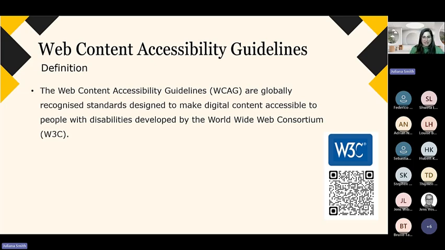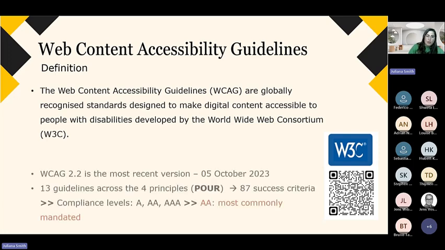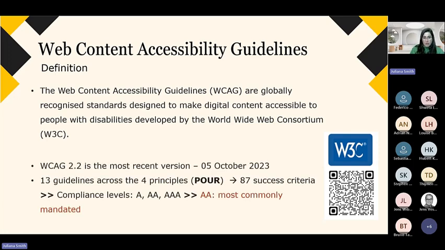Web Content Accessibility Guidelines, or for short, WCAG, are globally recognized standards designed to make digital content accessible to people with disabilities. And it was developed by the World Wide Web Consortium. WCAG 2.2 is the most recent version. It's been officially in use since October 2023. For WCAG version 3.0, there is already a draft available. You can find it on their website as well, although I don't know when it's going to be the official version.